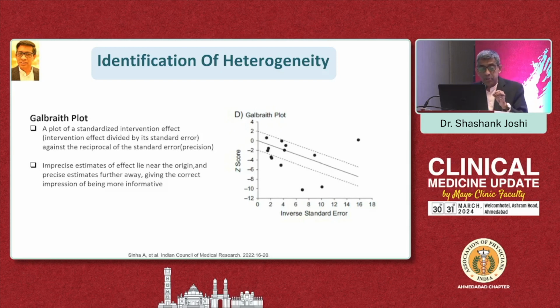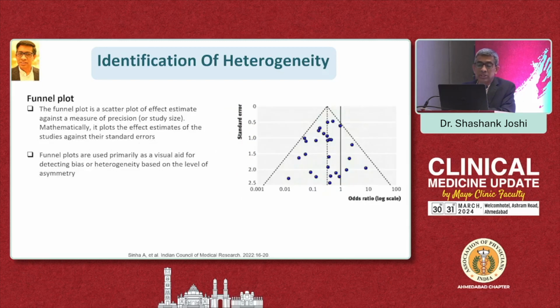And imprecise estimates of the effect lie near the origin and the precise estimate farther away. So they give you a correct impression of being more informative and accurate because of the inverse standard error or the z-score. And finally, we have the funnel plot.